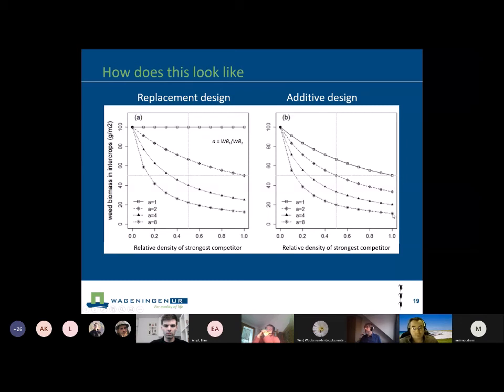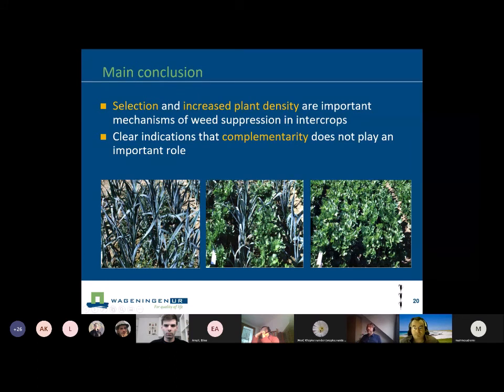And even if you look at the highest density, you can frequently find that the weed biomass is even lower than what is observed in the pure stand of that crop. So clearly showing the density effect. So the main conclusion is that selection and an increased plant density are the most important mechanisms of weed suppression in intercrops. And there are clear indications that complementarity does not play an important role if we talk about weed suppression.